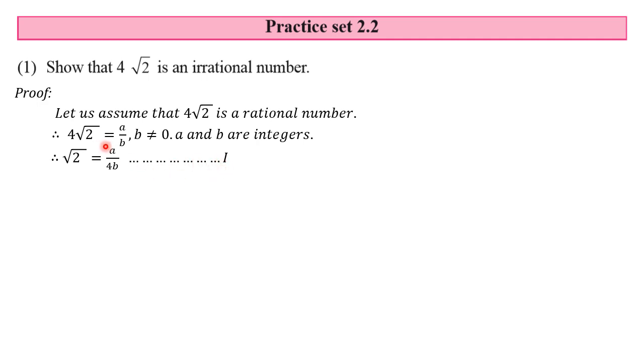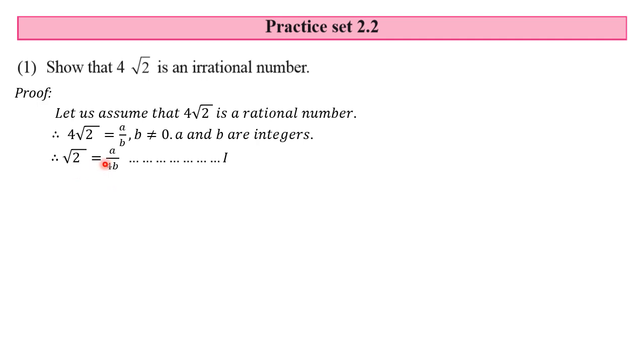Now observe both the sides of this equation. A and B and 4, all these are integers. So A upon 4B has to be an integer. So the right hand side of this equation is an integer. That means we can say it is a rational number.